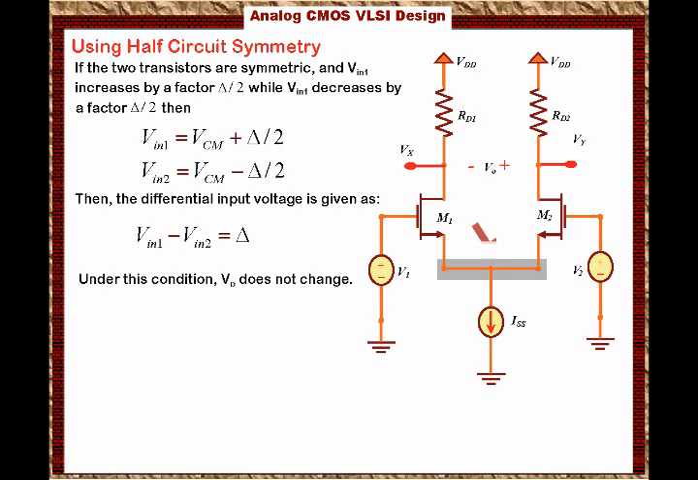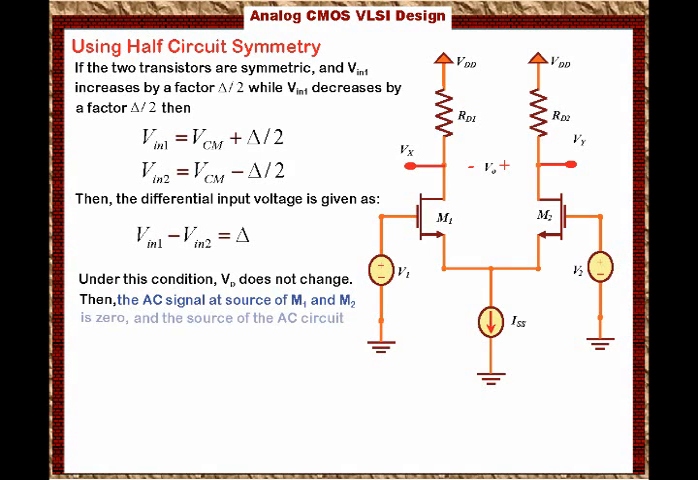So what we are saying is the following. Half of the differential voltage increased in the first circuit, while the other half of the differential voltage is decreased in the second circuit. If that happens, then the voltage at the source, we're calling it Vp here, doesn't change. It's going to remain constant. Then the AC signal at the source of M1 and M2 is 0. That means there is no AC voltage at that particular point, and the source of the AC circuit is grounded. So we can assume that the source of M1 and the source of M2 in the AC circuit is connected to ground, and this is very critical.